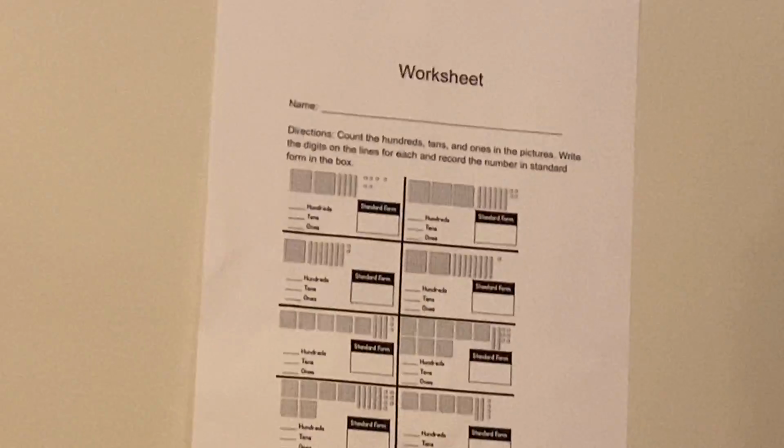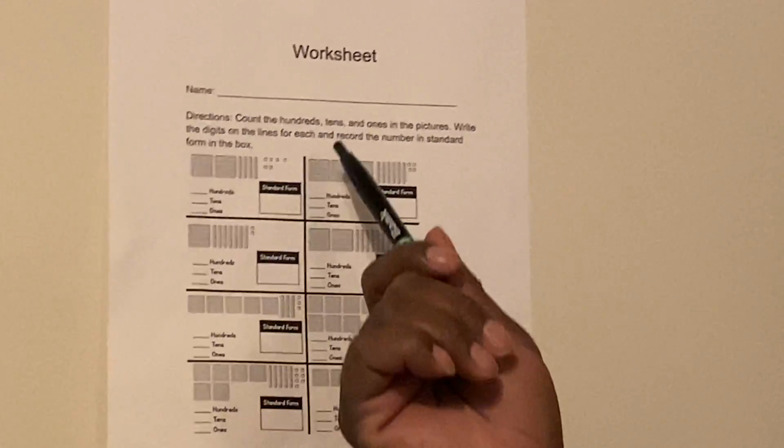All right, last but not least, we have our worksheets. I'm going to pass these worksheets out, and the directions will say, count the hundreds, tens, and ones in the picture, okay? Write the digits on the line for each and record the number in, what's that word I use? Standard form in the box, okay? This, I want you to do for the last 10 minutes of our class. This is your exit ticket.